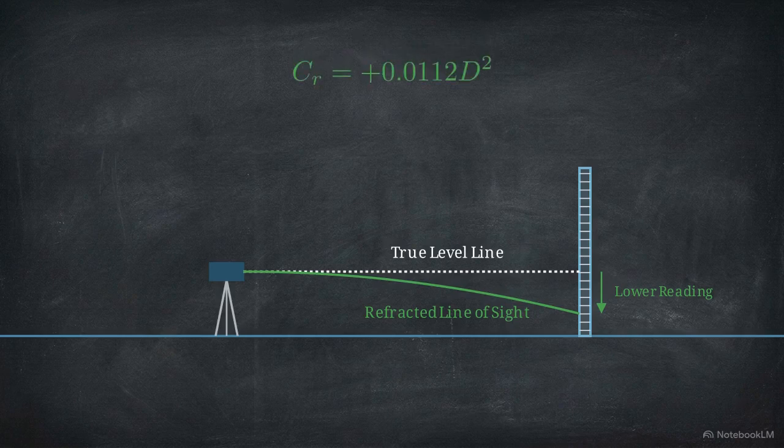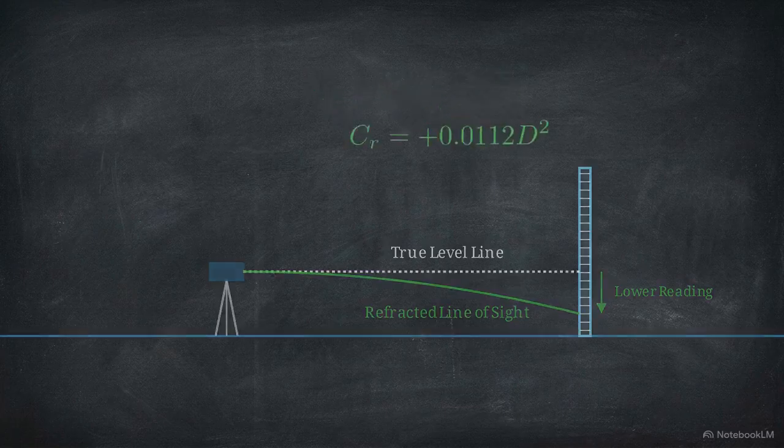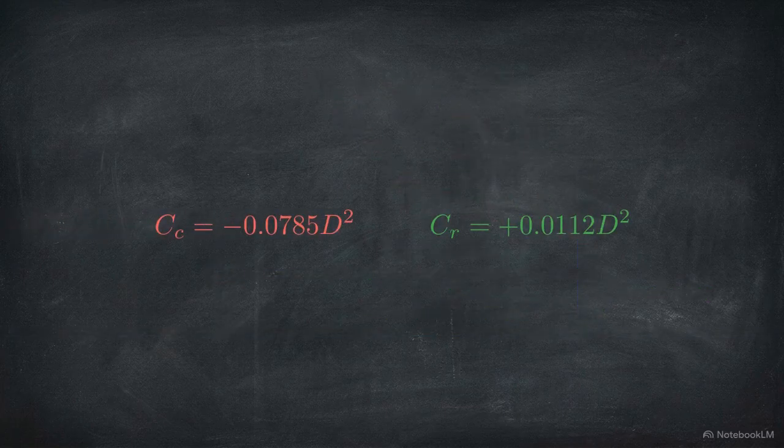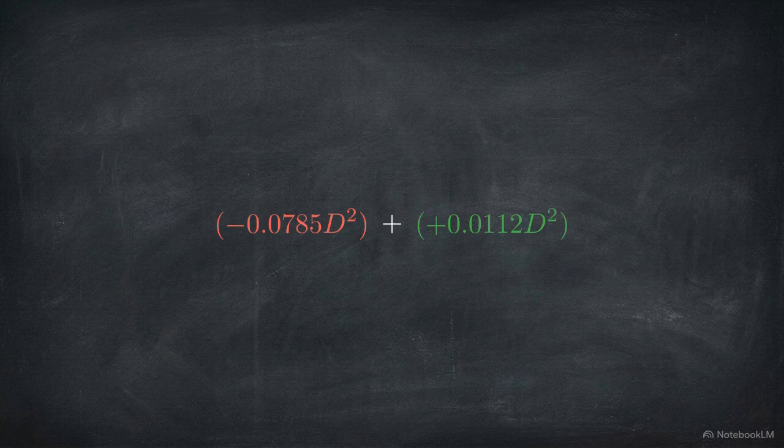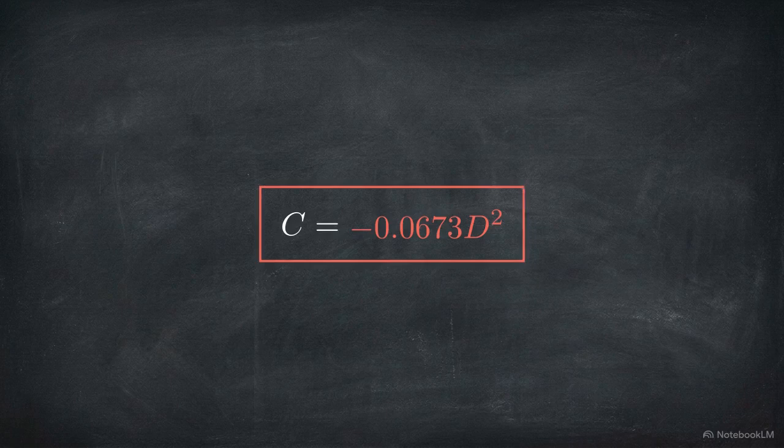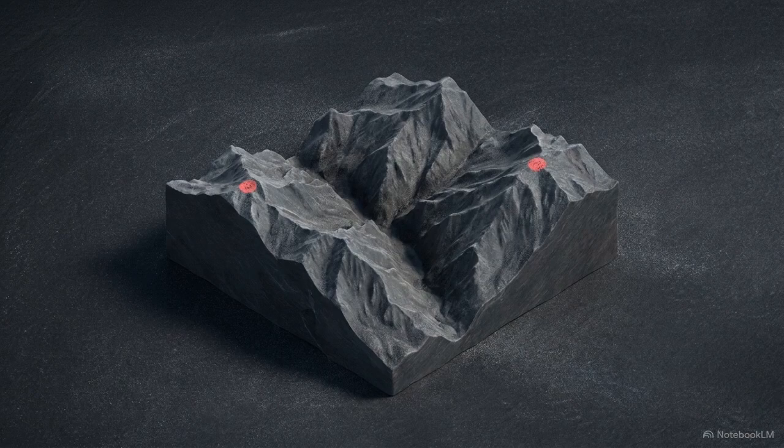C sub r equals positive 0.0112 times d squared. Combining the negative curvature and positive refraction formulas gives the total correction. The simplified equation for environmental error is C equals negative 0.0673 times d squared. But this formula has a fatal flaw when applied to extreme geography.